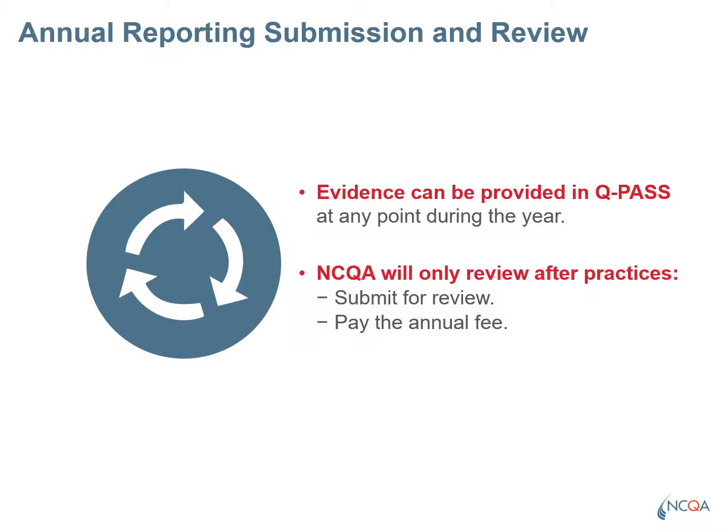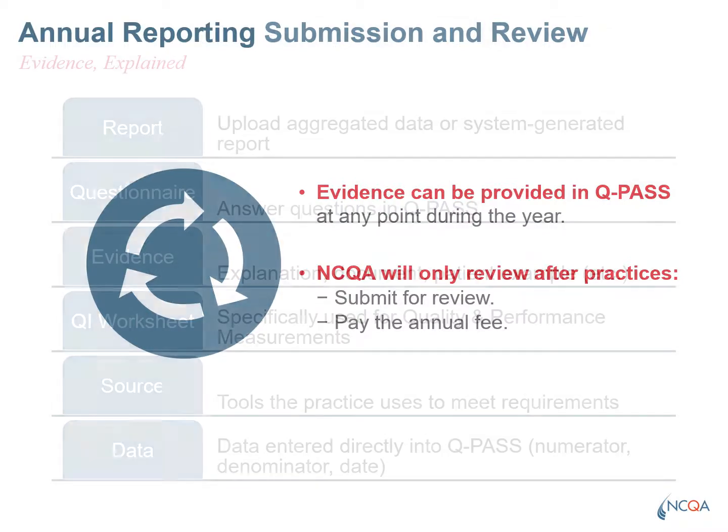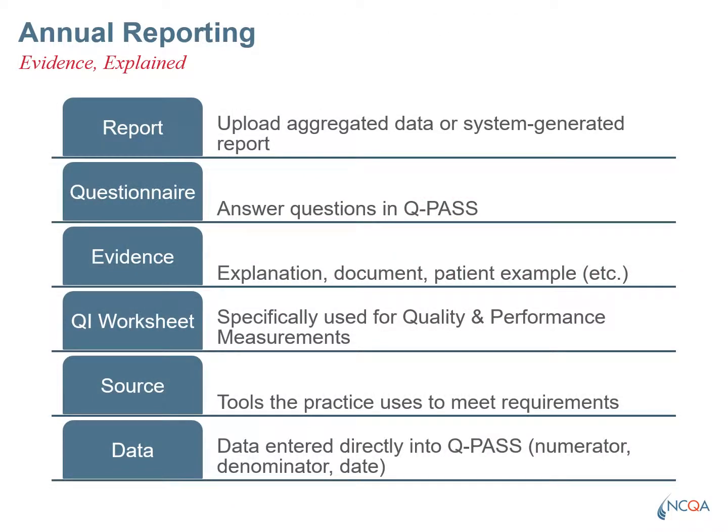NCQA reviews the practice's submission only after the practice officially submits and pays the annual fee on QPAS. Because there is no virtual review during annual reporting, practices submit all evidence in QPAS. Evidence includes 6 different types, which we will outline here.